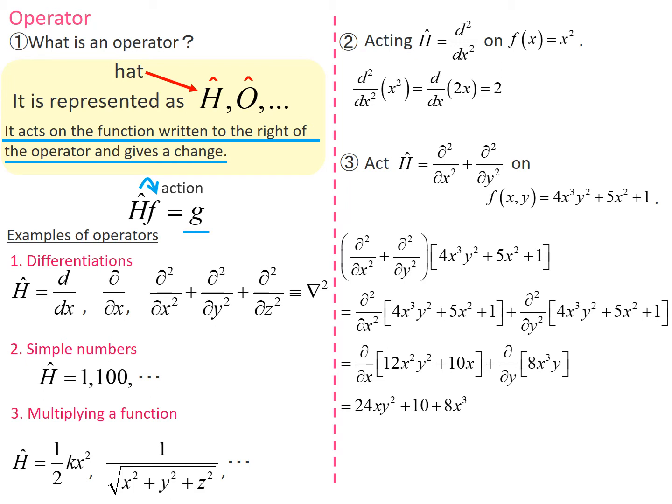Here are some basic operators often appearing in quantum chemistry. The first is the differentiation operators. If the function f contains only the variable x, it is represented by the ordinary differential d. If the function f consists of more than one variable, it is generally expressed as a partial differential.